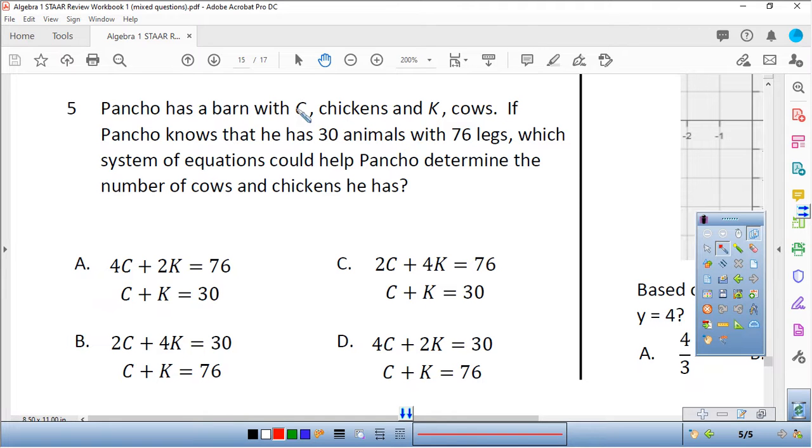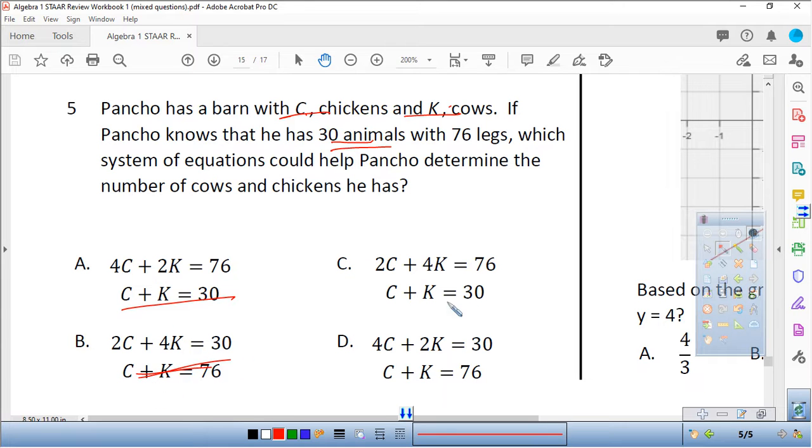Pancho has a barn with C chickens and K cows. So in total, they're going to have chickens and cows. You got it? That's it. Chickens and cows equals what? If Pancho knows he has 30 animals, so look at that. C and cows, 30 animals. So C plus K, 30.